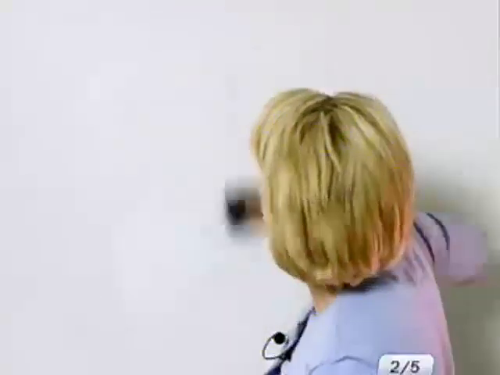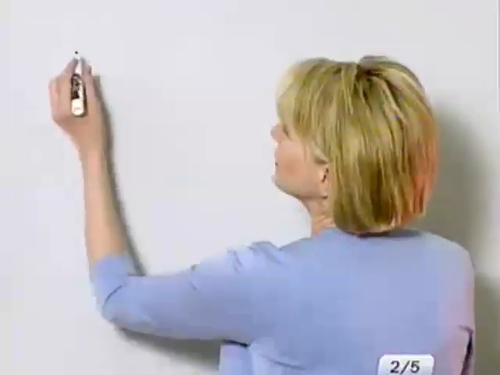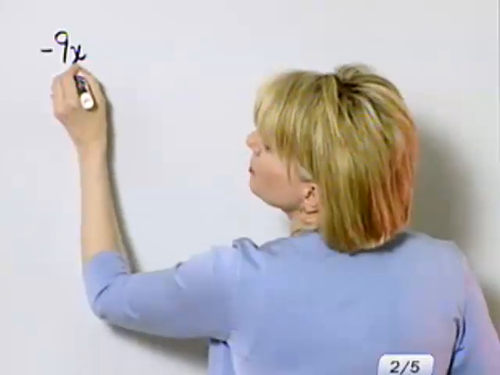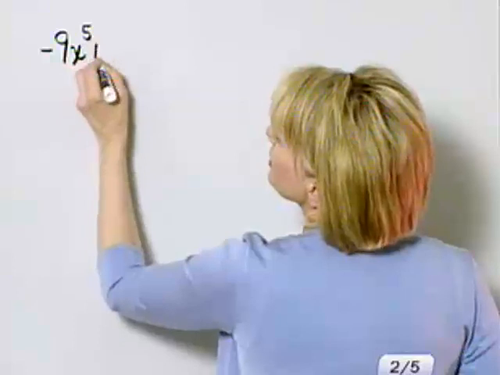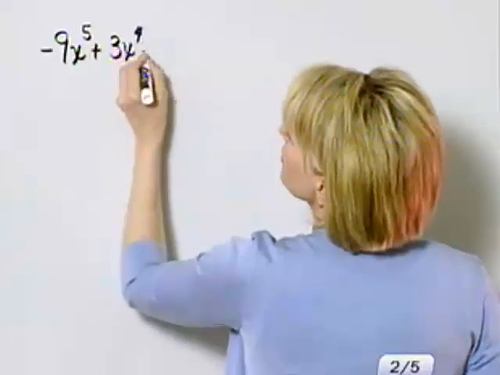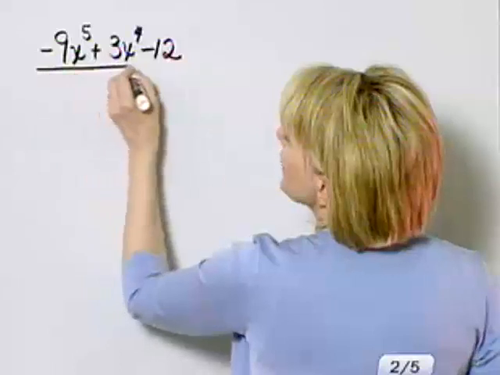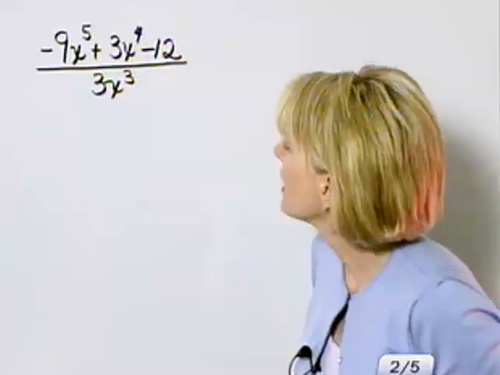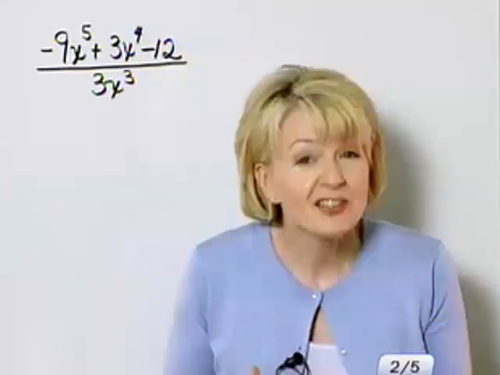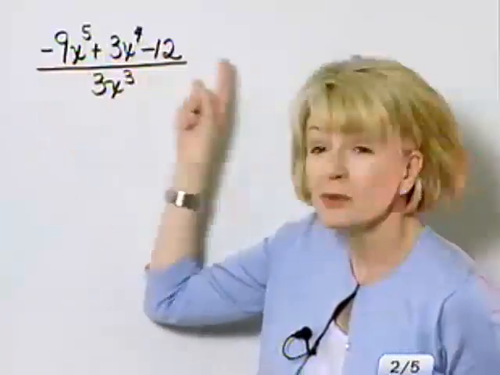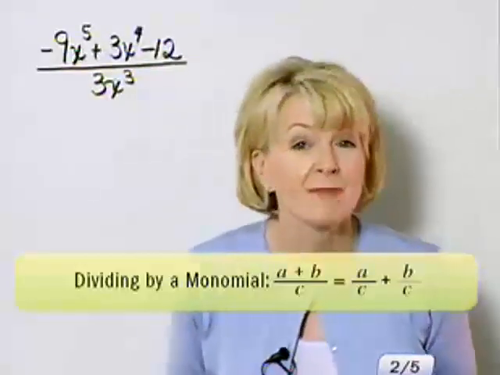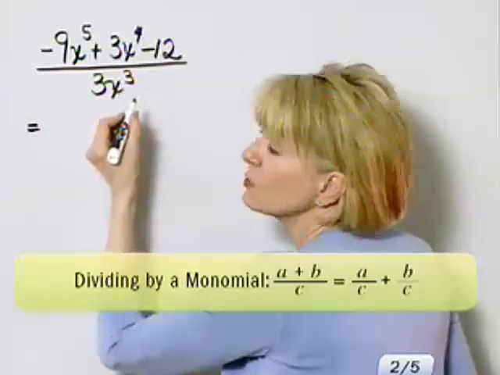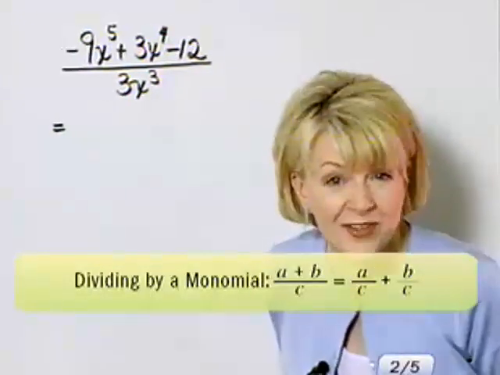Let's look at another example, and it will be the same thing. Notice I've got a polynomial, negative 9x to the 5th plus 3x to the 4th minus 12. This happens to be a trinomial in the numerator, and I am dividing by a monomial. Let's try the following. We have a trinomial in the numerator divided by a monomial. So how do I do that?